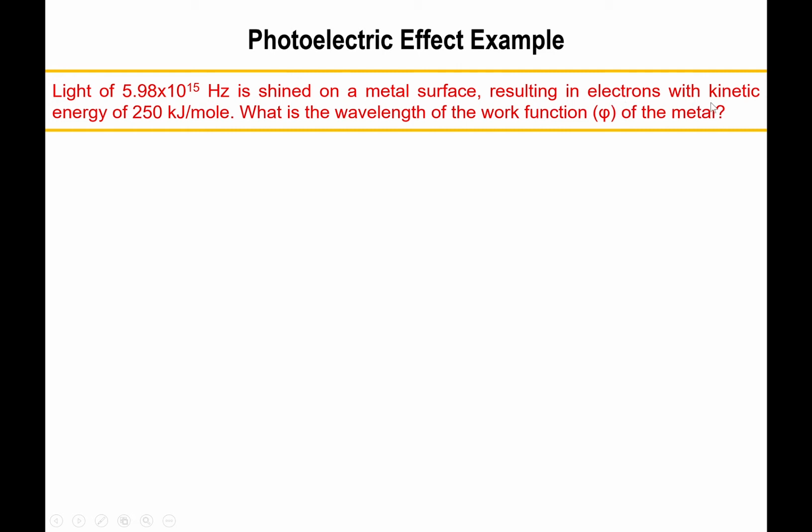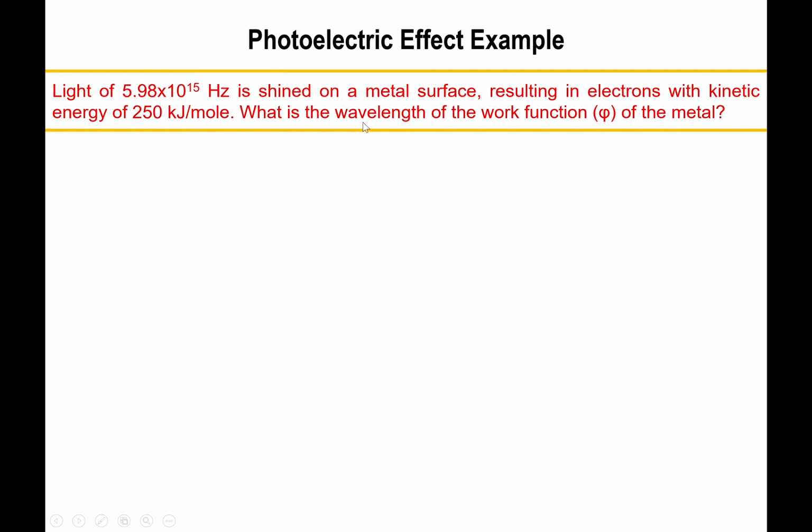And the resulting electrons come out with kinetic energy of 250 kilojoules per mole. What we want to find out is the wavelength of the work function of the metal. Now, one thing to be kept in mind is the work function or ionization energy is the same thing as potential energy. So we're basically going to go after the potential energy of the metal and ultimately end up in wavelength units.